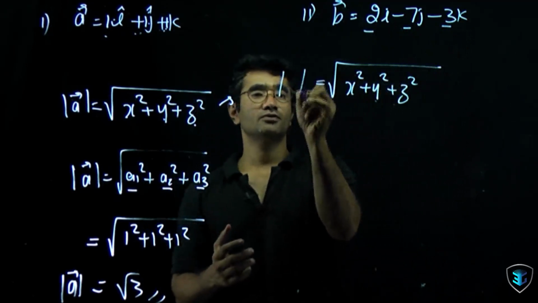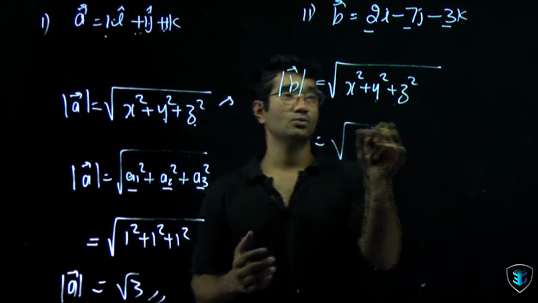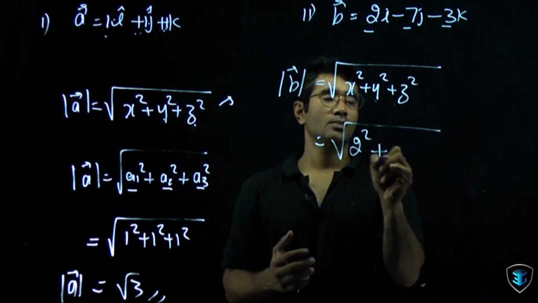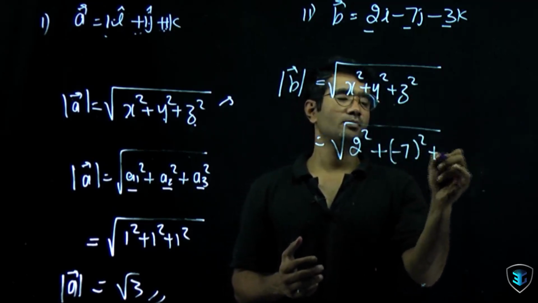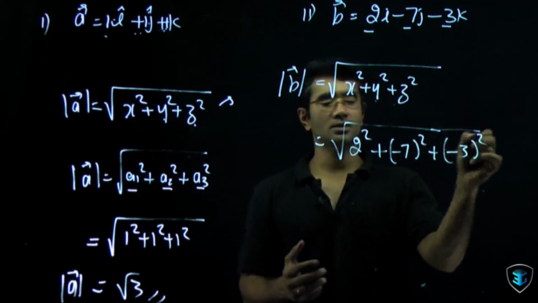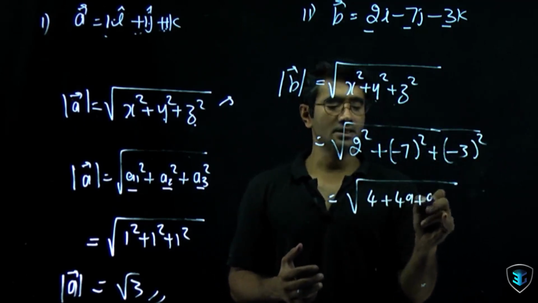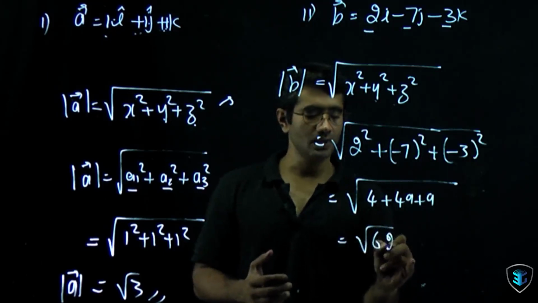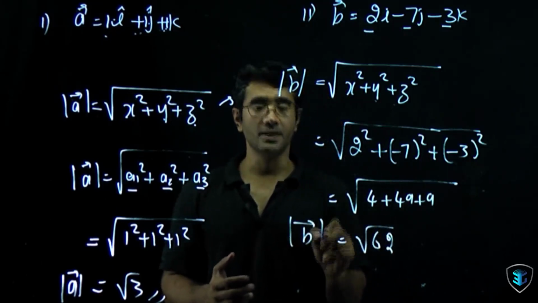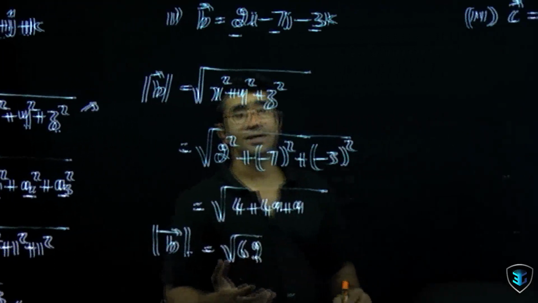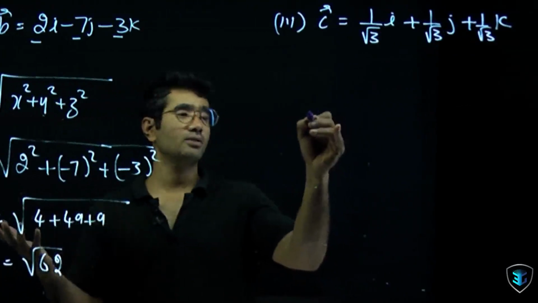So the modulus of vector b can be written as root of 2 squared plus minus 7 the whole squared plus minus 3 the whole squared. So it goes like 4 plus 49 plus 9, so that goes like root of 62, and that's it, guys. That's the modulus of vector b. All right, what about this one? Same thing. It's just a simple formula. You can do that yourself.